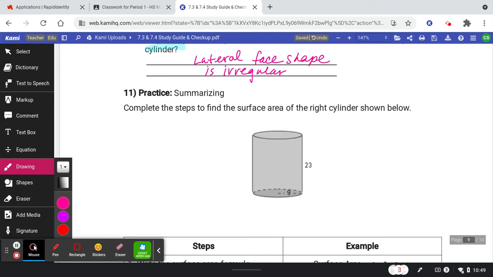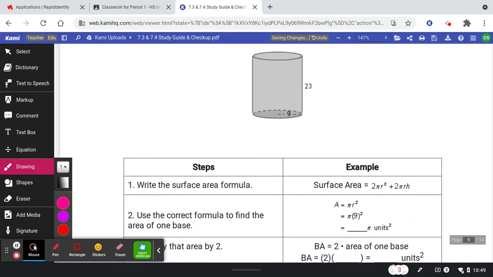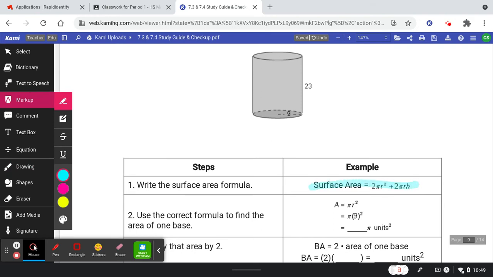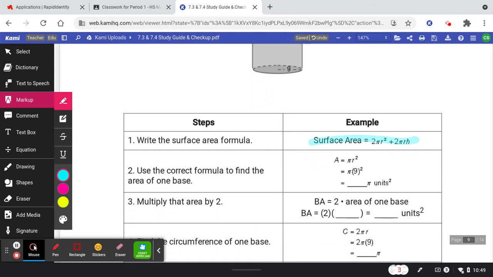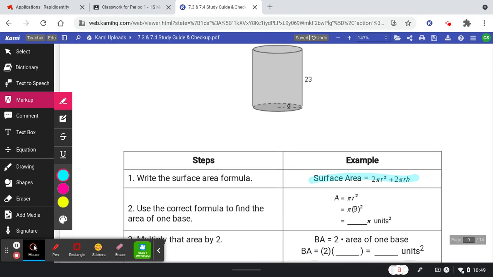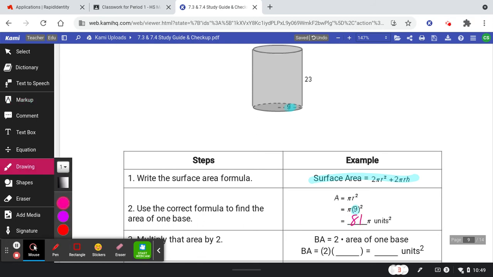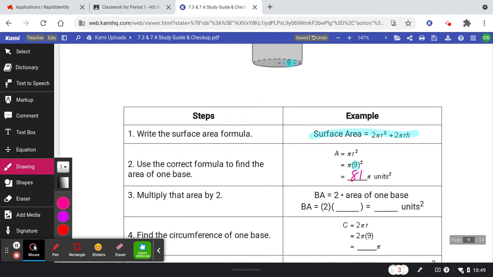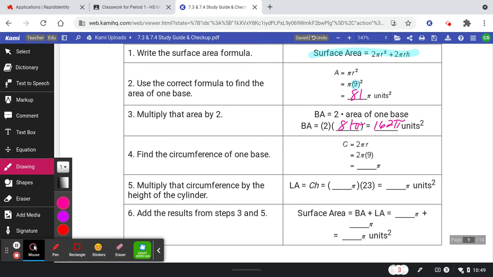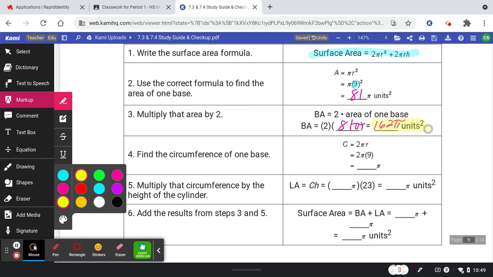So let's go do a right cylinder using the formula. And they gave us a little formula right here, 2 pi r squared plus 2 pi rh. So you'll notice that the radius in the picture right here was given as 9. So 9 times 9, or 9 squared, is 81 pi. And we know that that's the area of the base. There's a top and a bottom, so 2 times that 81 pi is 162 pi units. That's our base area. We're going to take this base area and plug it in down here in just a second.